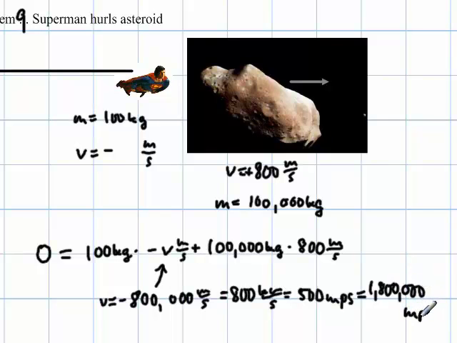So if Superman had to obey the laws of physics, as we all do, we all have to obey the laws of physics, we have no choice, then he would have a recoil velocity of 1.8 million miles per hour.